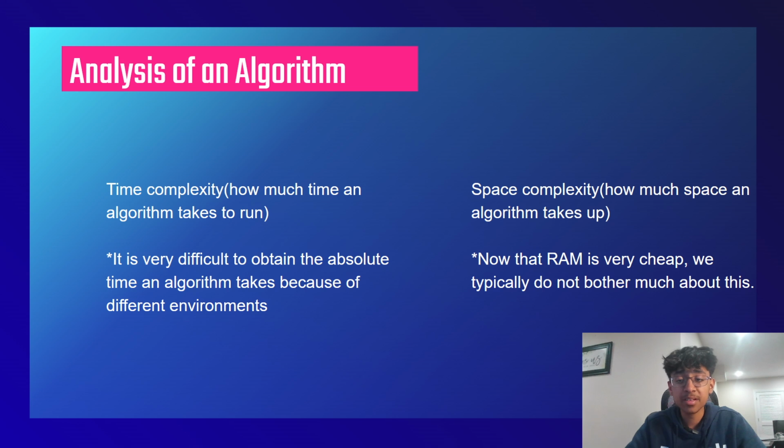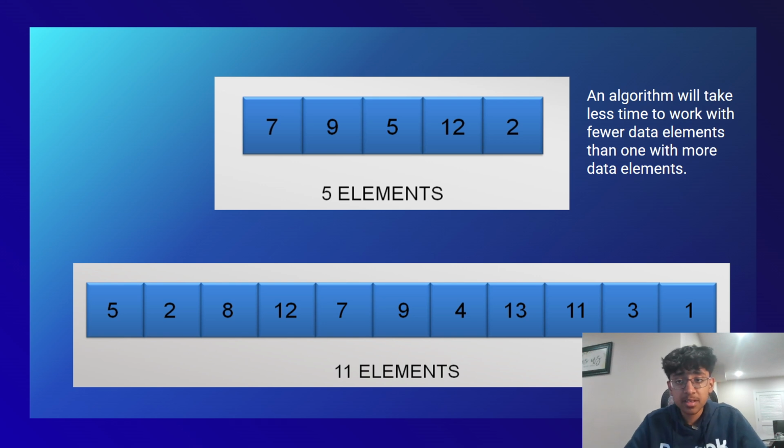And space complexity is not really much of a problem now because RAM is really cheap. Let's look at an array of 5 elements and an array of 11 elements. An algorithm will take less time to work with fewer data elements than with more elements, meaning that the one with 11 elements will take more time to process than the one with the 5 elements.